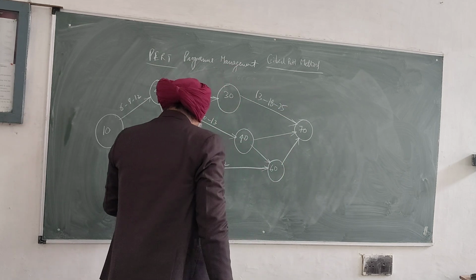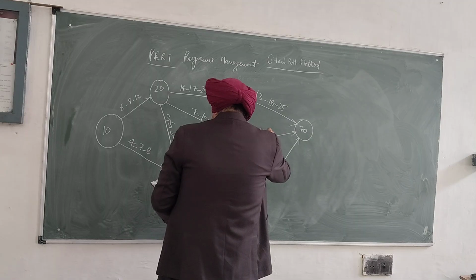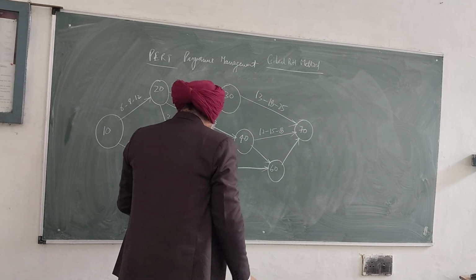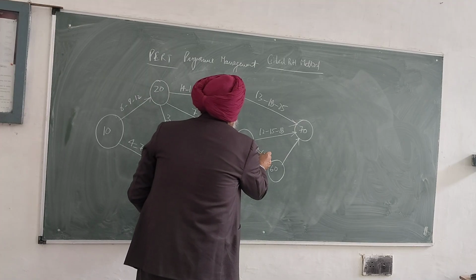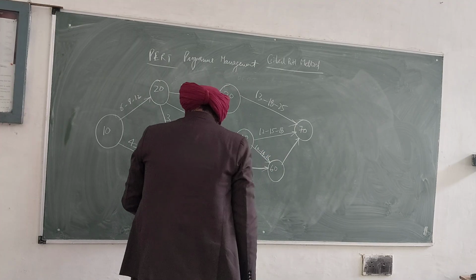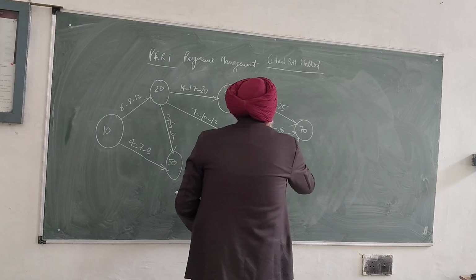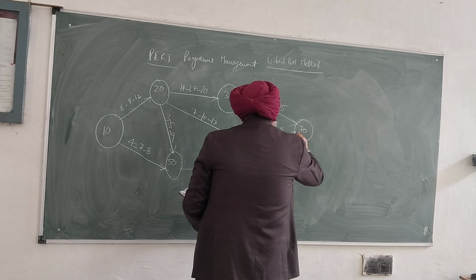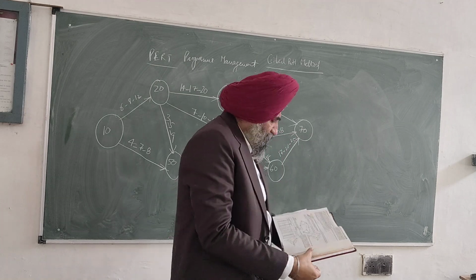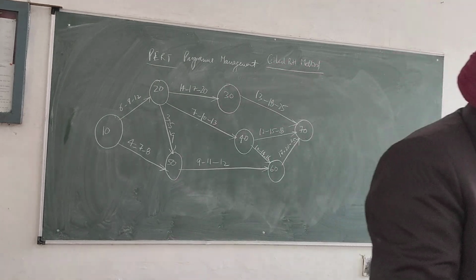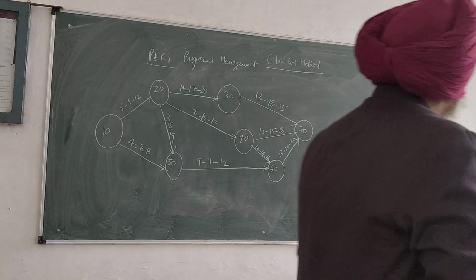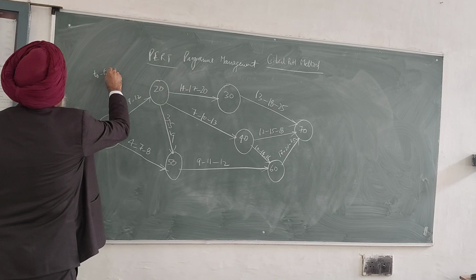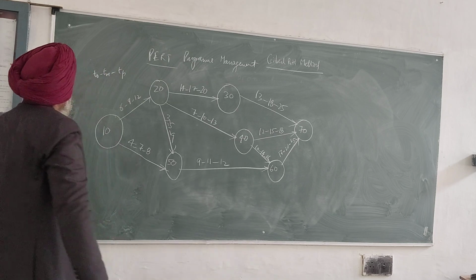25. This is 12, 15, 18. This is 10, 14, 16, 17, 20, 25. Now, this is given to us. The 3 times are associated. It is given in the order of TO, TM, and TP. It is given in this order.